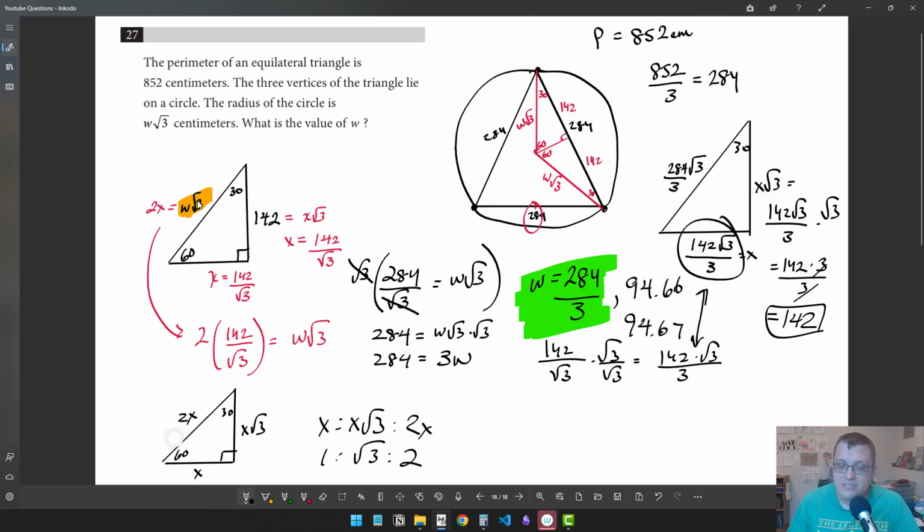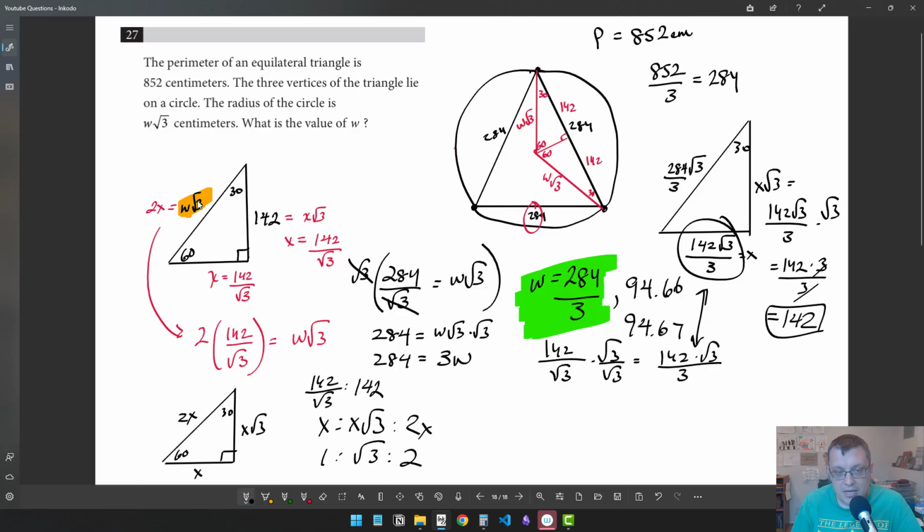Same thing with the hypotenuse. Even though the hypotenuse is 2x, you can, as we saw here, have a square root of 3 as part of that hypotenuse. What matters is that they're in the right ratio. So as long as they're in the right ratio, they can look like whatever. They can have radicals or not, doesn't matter, as long as they fit this ratio. And again, when we pull out our sides that we had before, the side across from the 60 was 142. The x that we found was 142 over radical 3. We'll just use that form.